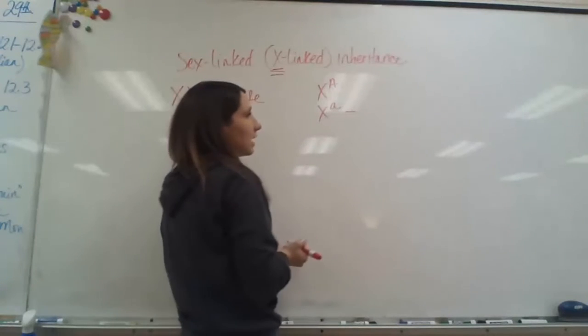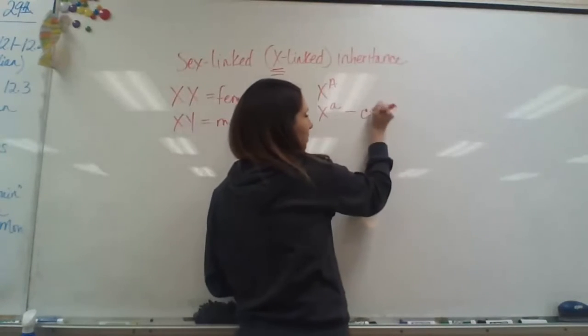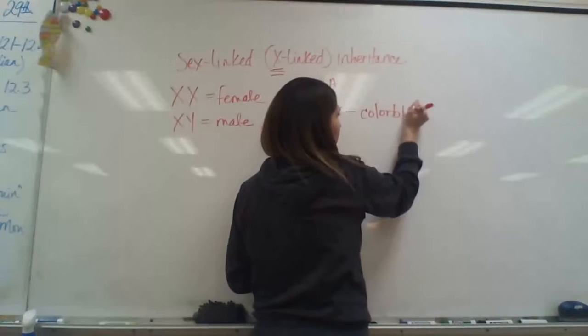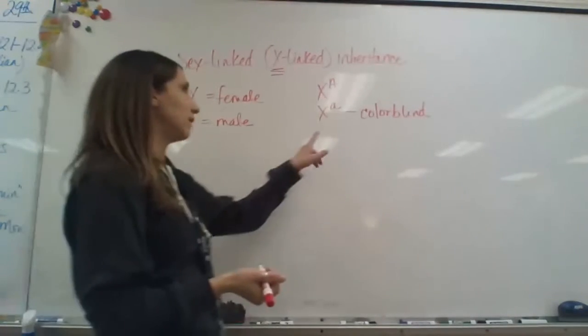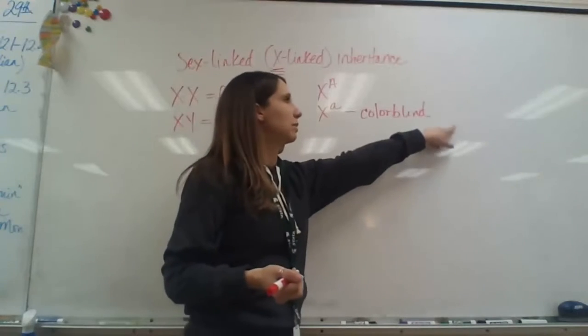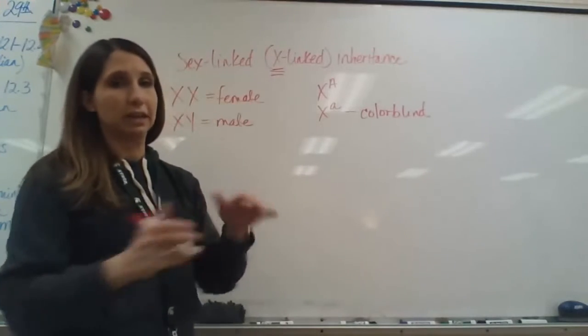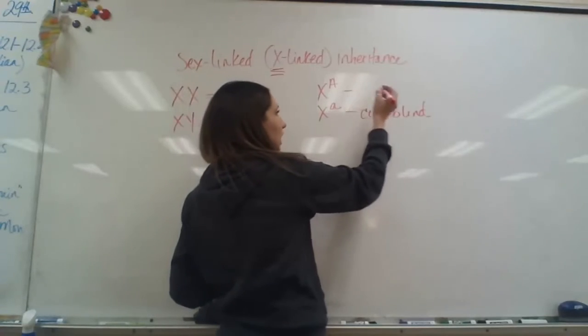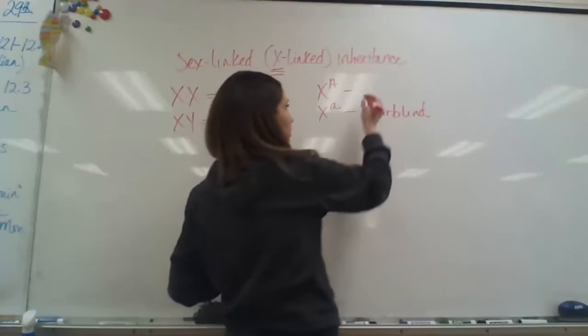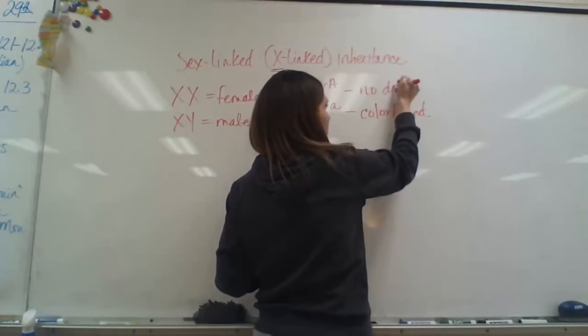So if you have the X little a allele, this means that you are colorblind. Okay, but notice it is recessive, right? So if I have X little a, technically I would need 2 copies of that little a allele to actually show color blindness, okay? X big A, on the other hand, would be that you're normal, or we're going to say in this case, no disorder.